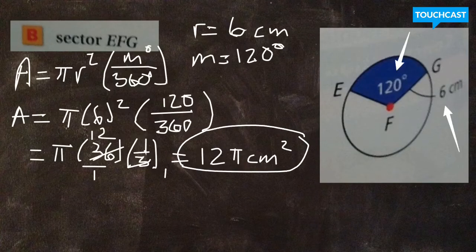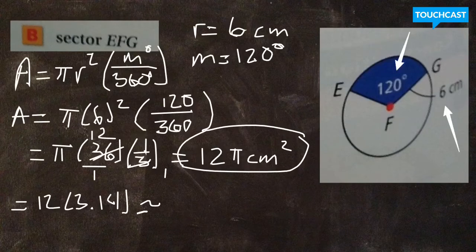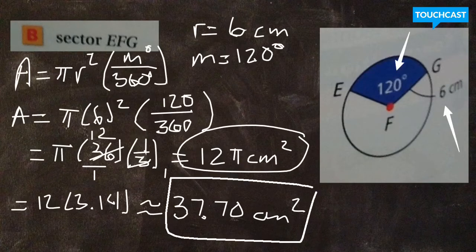And now we want to find what that will be rounded to the nearest hundredth. So we're going to have to write it as 12 times 3.14, and 12 times 3.14 is about 37.70 centimeters squared. So we've got our area both in terms of pi and rounded to the nearest hundredth. We can move on to our next example.